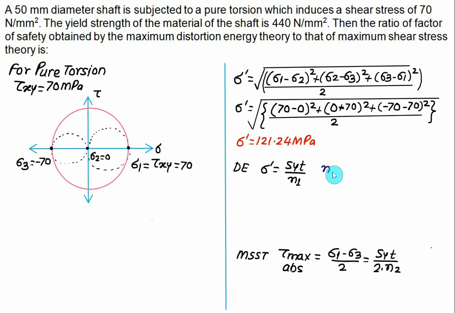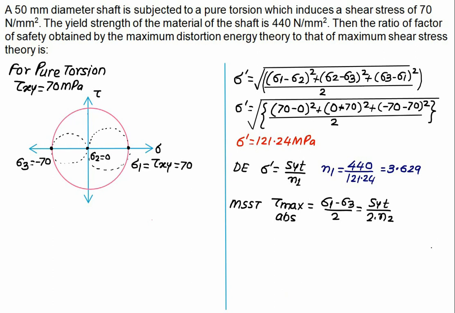n1 is equal to SYT, and we are given the value of SYT is equal to 440, divided by von Mises stress, which is 121.24. So we'll get a factor of safety close to 3.629.